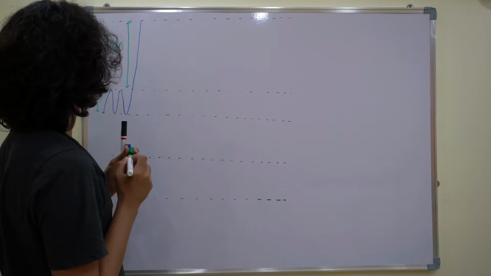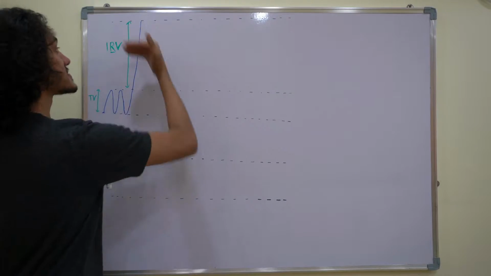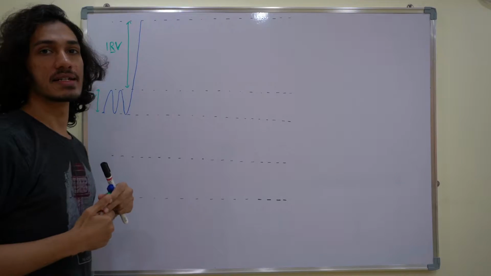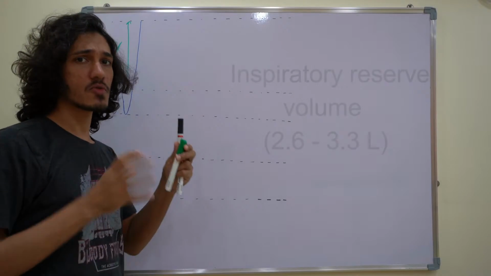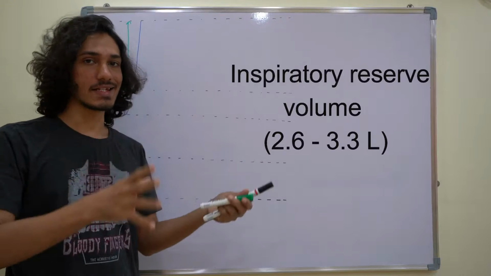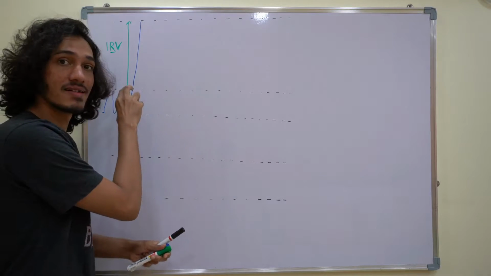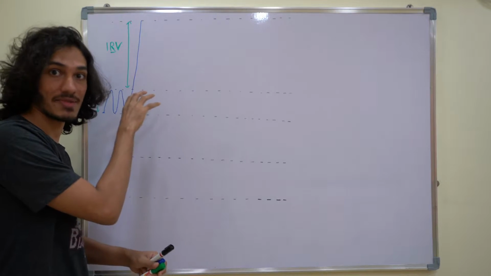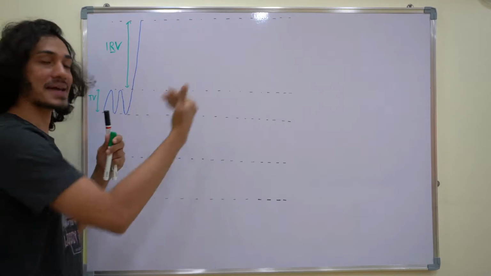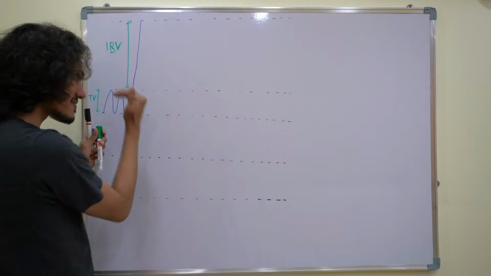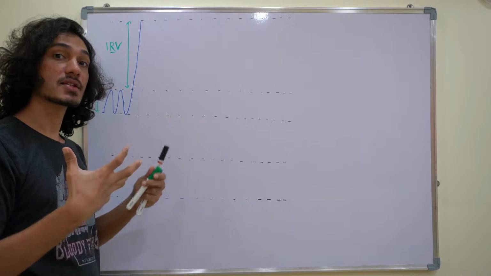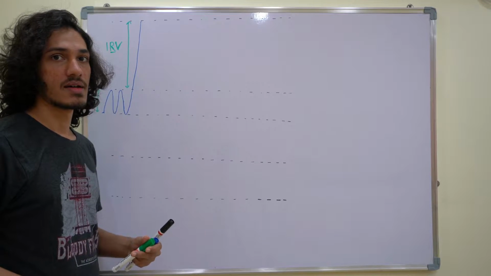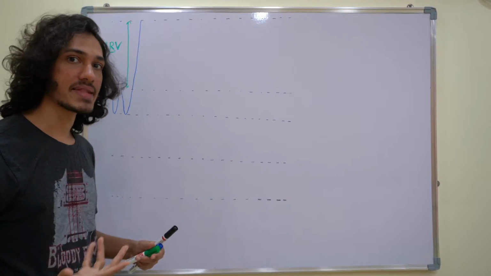This is a reserve volume. We got the tidal volume. In excess of the tidal volume, how much can you inspire? That is inspiratory reserve volume. That normally comes to around 2.6 to 3.3 liters. So we got 0.5 liter of tidal volume that can be inspired. On top of that, you can maximally put in an effort, and in excess of that, you can inspire 2.6 to 3.3 liters. That is the inspiratory reserve volume. Now I had mentioned something called a capacity.